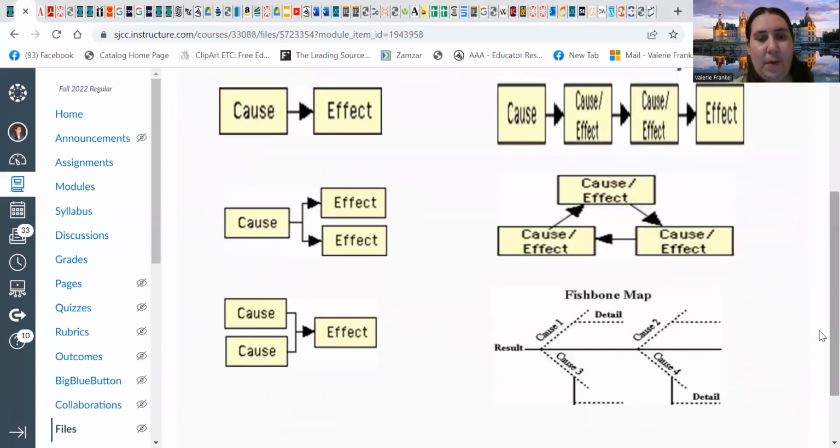You could have multiple causes leading to one effect. Predatory greed and lack of regulation lead to rising housing prices. This plus this is leading to one big effect. Or too many papers to write and too many different classes and working three jobs and taking the bus are all leading to my being stressed and exhausted.